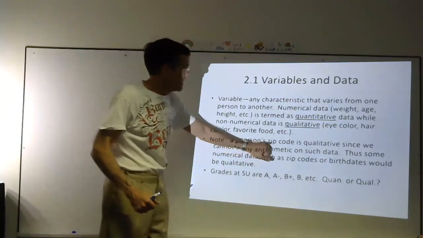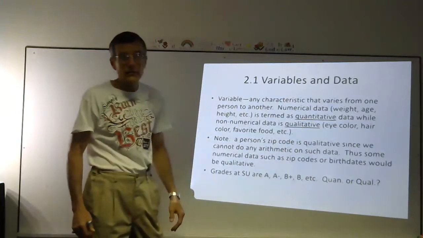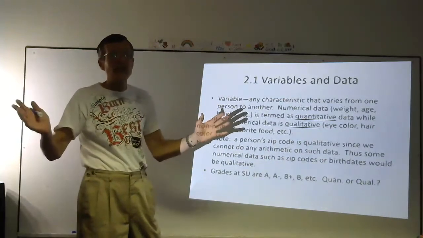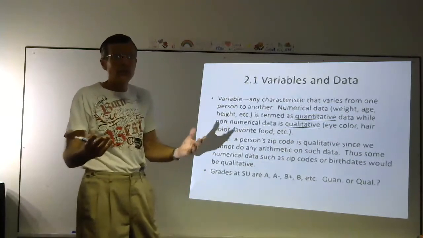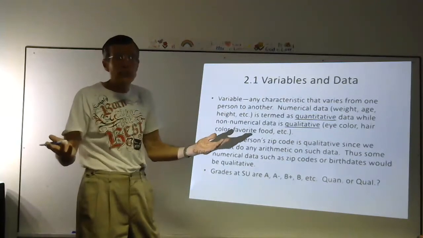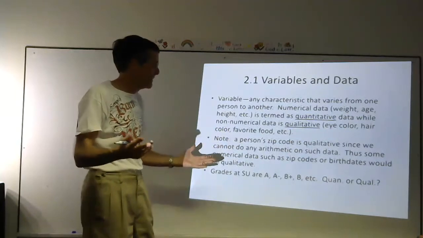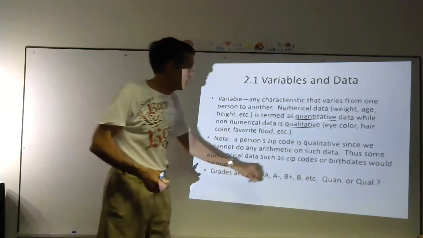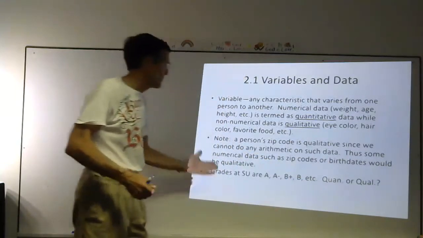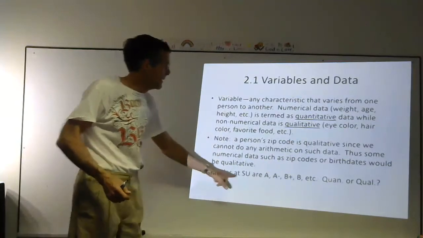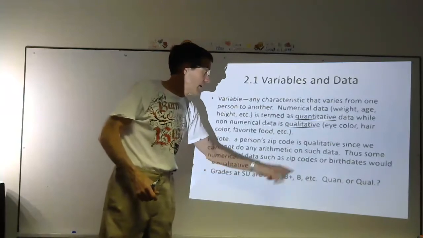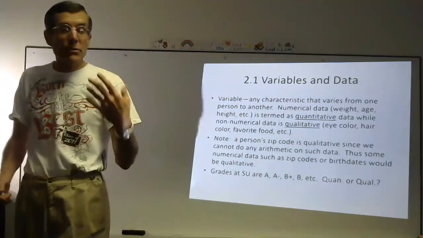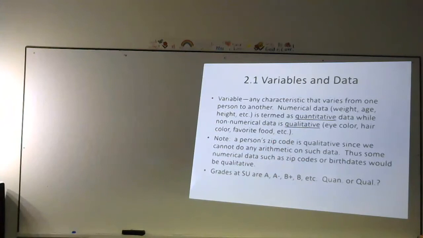By the way, zip code is qualitative. You might say, whoa, a zip code has numbers. Well, yeah, it has numbers, but you can't do any mathematics on a zip code. You can't figure out the average zip code. That doesn't make any sense, okay? Numerical data such as zip codes or birth dates should be qualitative. How about grades at SU? Letter grades, right? Qualitative. Percentage grades would be numerical, quantitative.